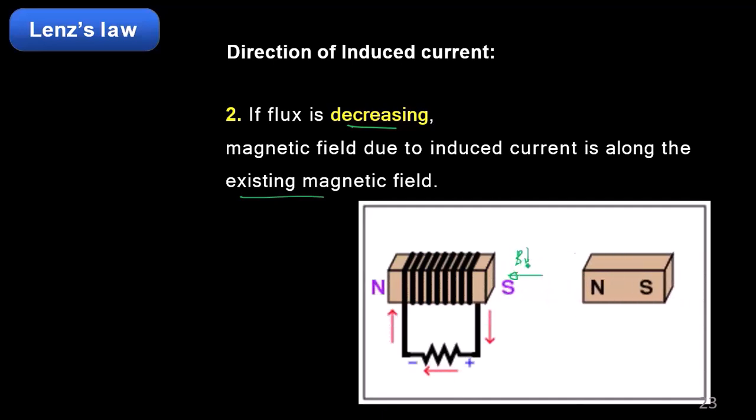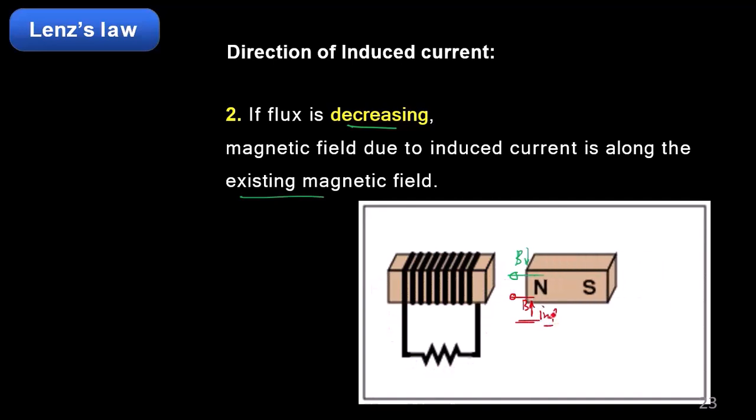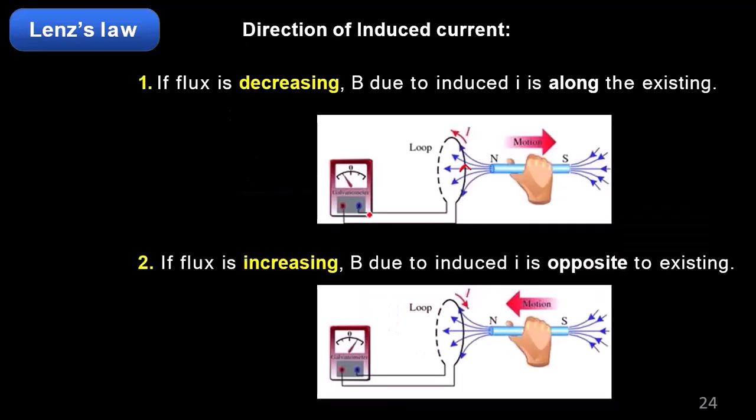This B is basically the magnetic field produced by the permanent magnet. So B is decreasing, so the opposing effect should be in the same direction. We should increase the B value. Okay, so this is the induced effect. Now, the induced effect is along the same direction in which the magnetic field is decreasing. So correspondingly, I should be in the anti-clockwise direction.